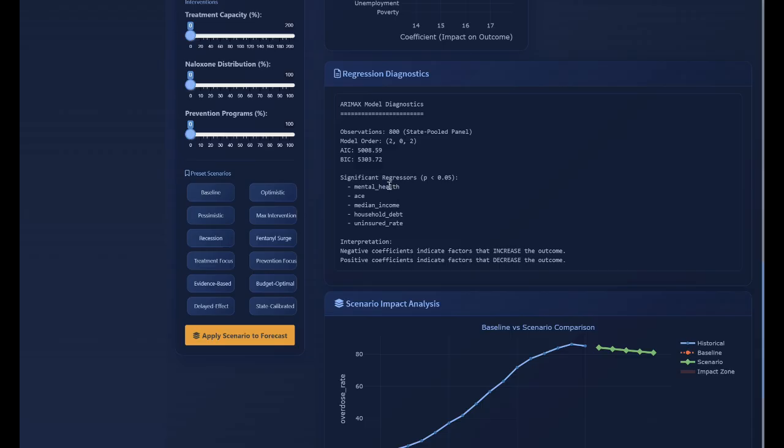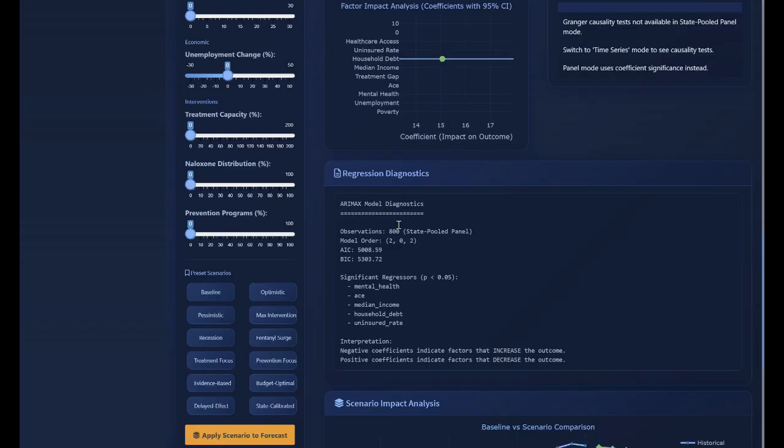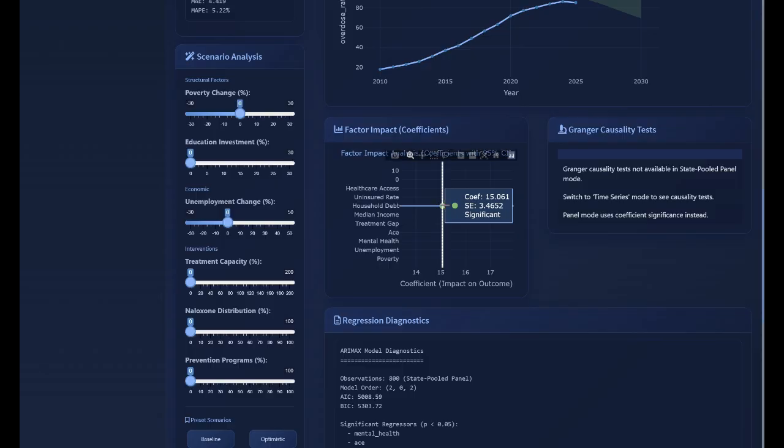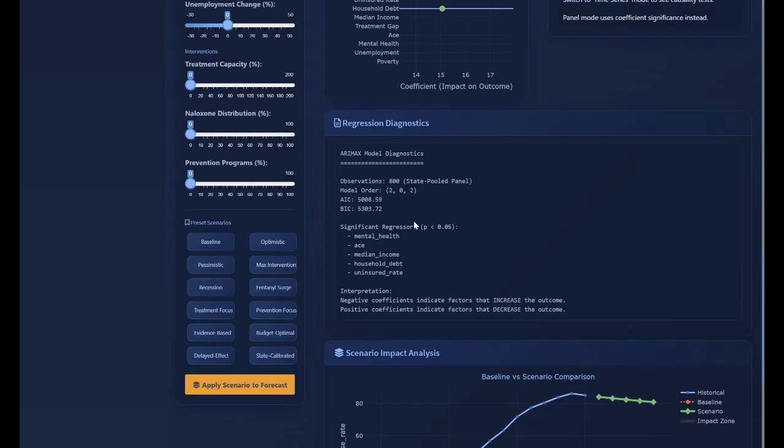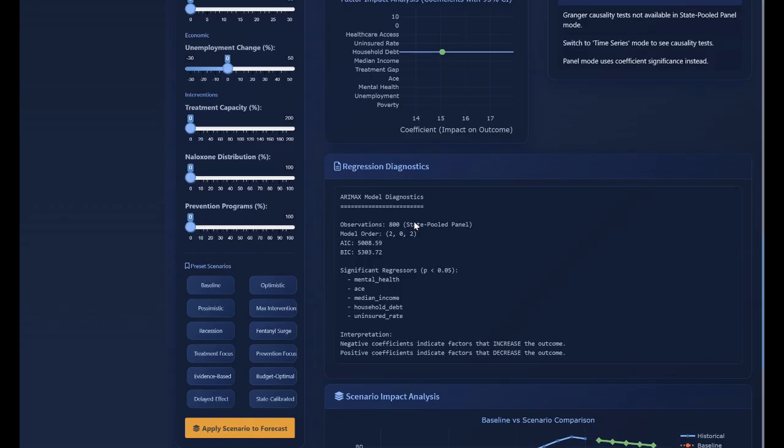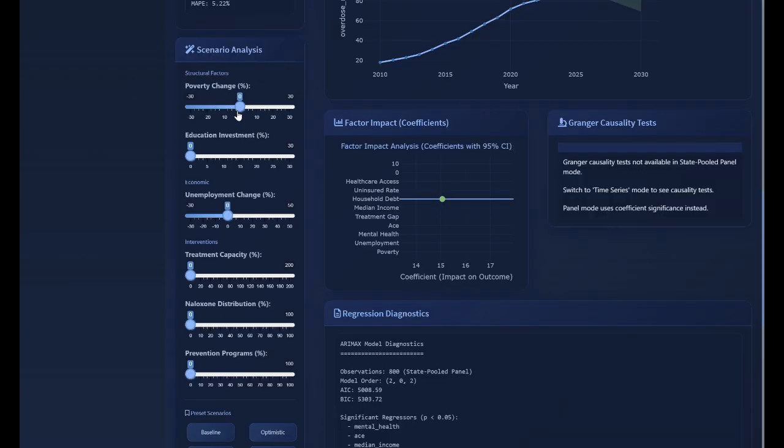And the significant regressors here, the results show that it's mental health, adverse childhood experiences, median income, household debt, and the uninsured rate. So we could go really far into this application. This is just an overview of this application. We could run scenario levers, by seeing what happens if we increase the education rate, right?